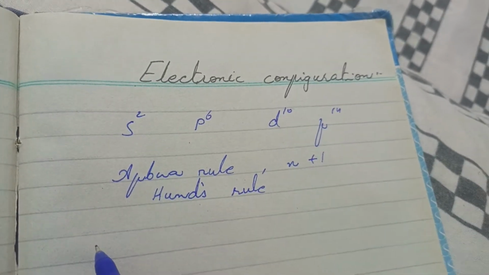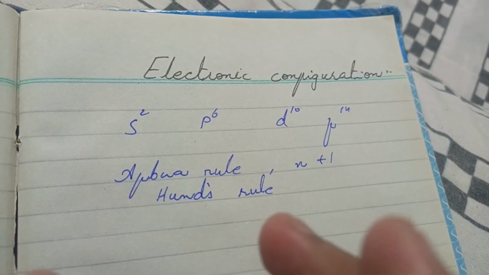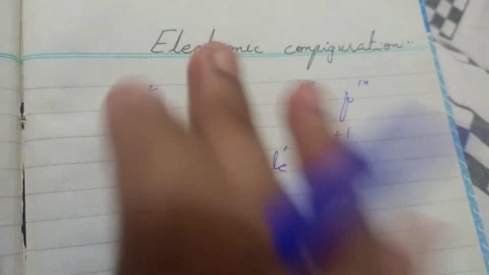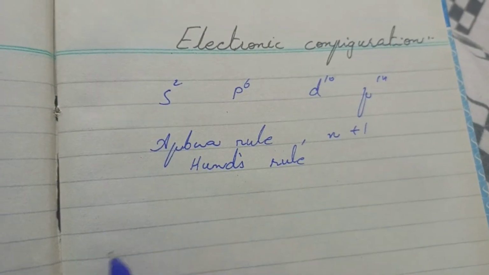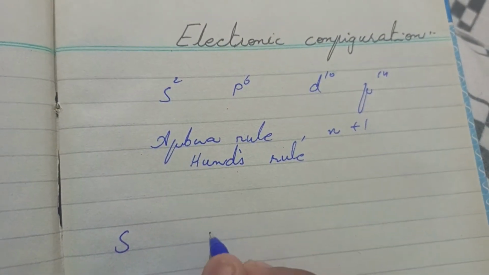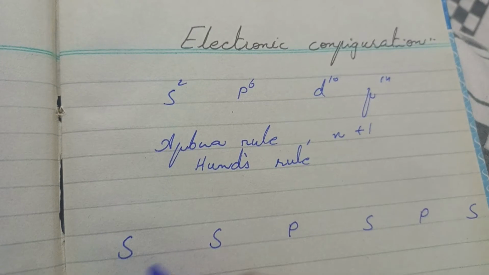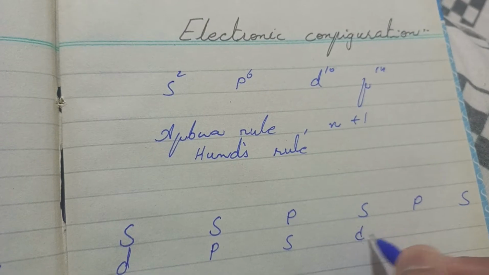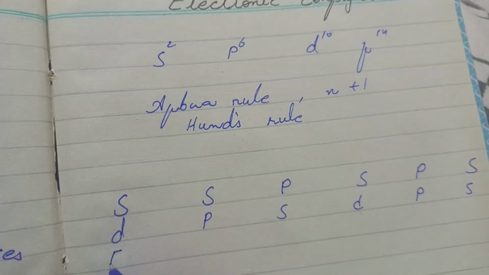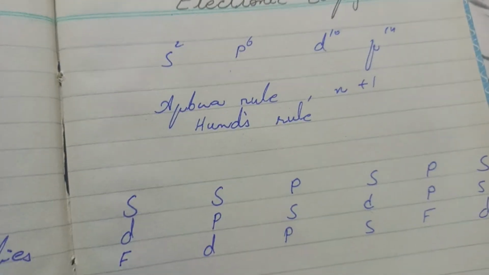First of all, we need to understand how to write the configuration. We have an atom, an element, and we have to fill the electrons in the right place. The right way to write the electronic configuration is like this: S, P, S, P, S, D, P, S, D, P, S, F, D, P, S, F, D, P, F.